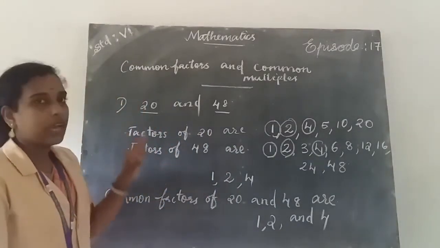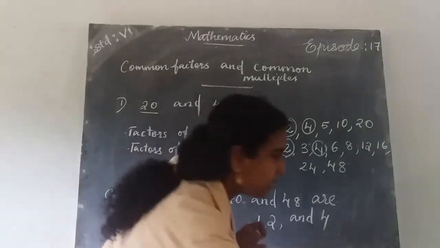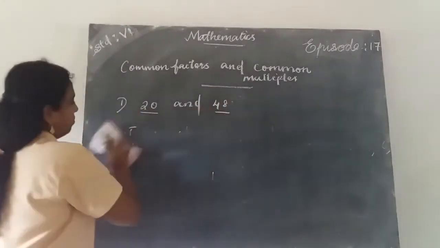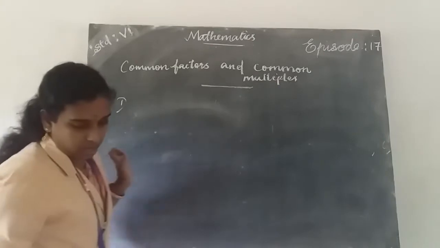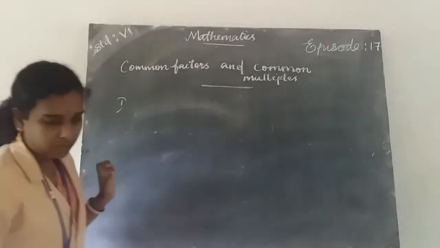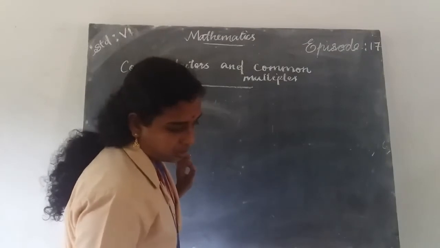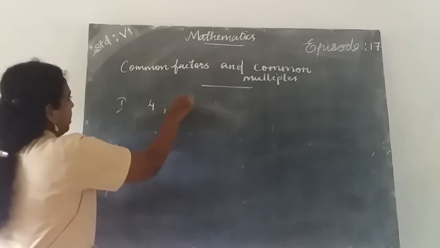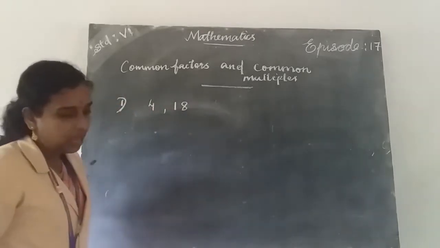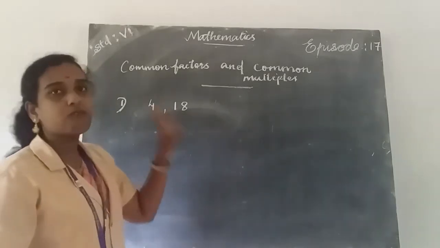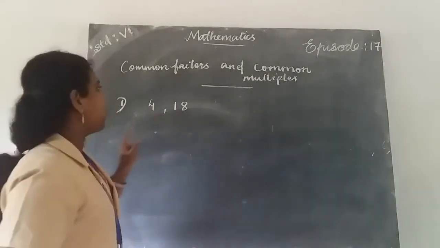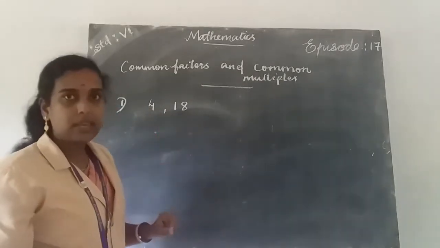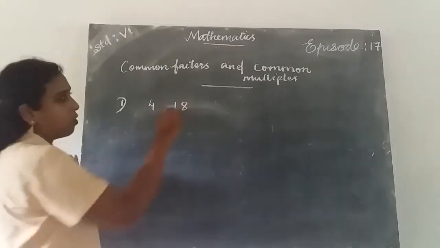We can find the factors of a number. So let us see another example. The next question is 4 and 18. We want to find the common factors of 4 and 18. The given numbers are 4 and 18. For finding that, first we write the factors of 4, then write the factors of 18, then find the common factors of 4 and 18.